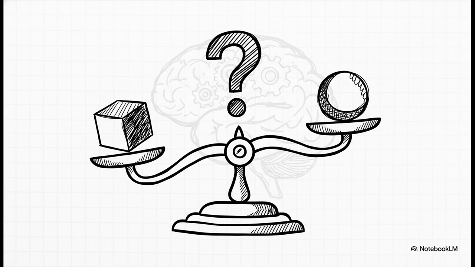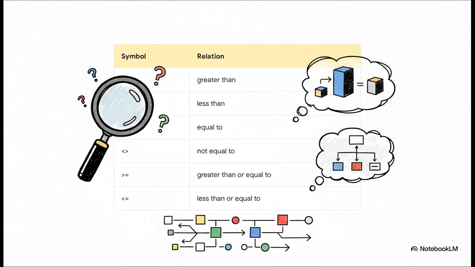Okay, so the program can remember stuff, great, but that's not really thinking, is it? Thinking is about making choices. And at the most fundamental level, a computer makes a decision by doing one simple thing. It compares two pieces of information. Is this number bigger than that one? Are these two names the same? And to ask those comparison questions, programs use this simple toolkit called relational operators.